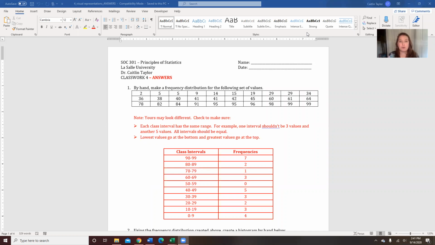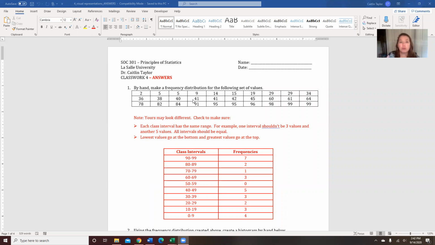Hello guys. So I want to quickly talk through the answers for classwork 4 on visual representations of data. I hope that you have already tried this on your own after watching both parts of the chapter 4 lesson. So this first one is asking you to make a frequency distribution for this set of values here.